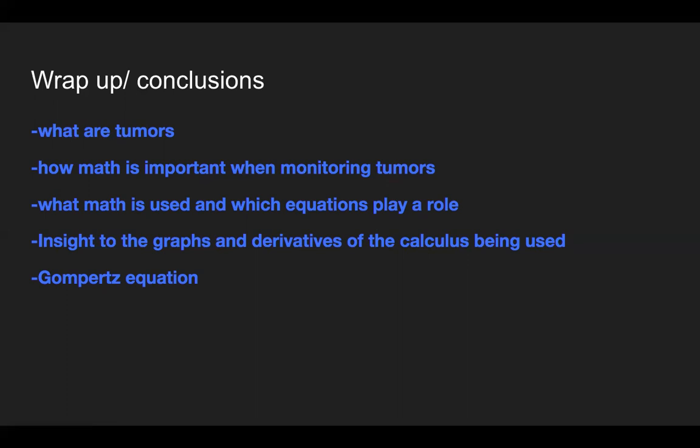So for the math, it's important because we need to know how fast they're growing and how big they're getting in that time. And that's when the Gompertz equation came into play. And that's when they found that's what was best when trying to monitor the volume and size and the time.